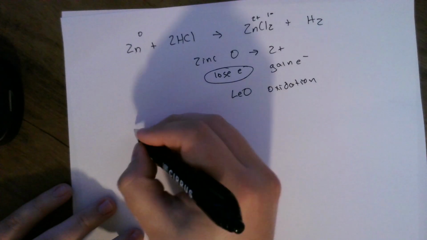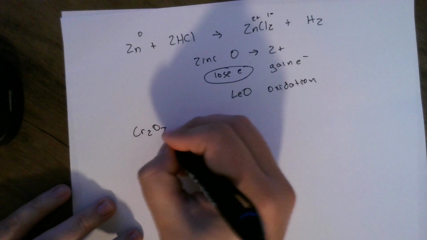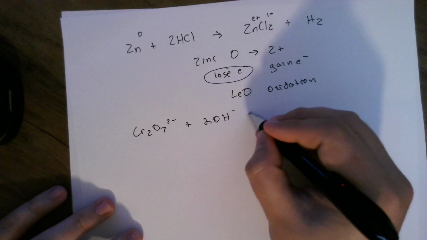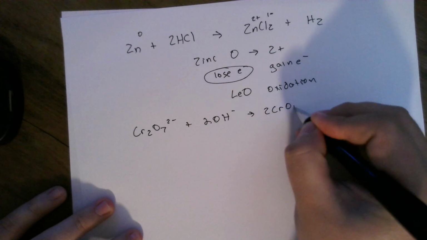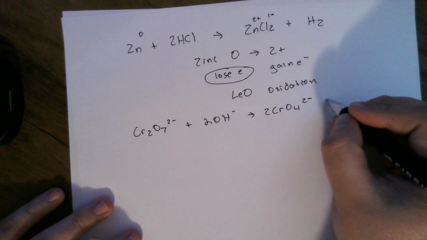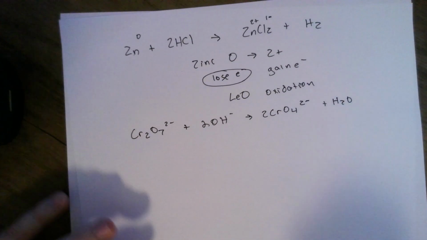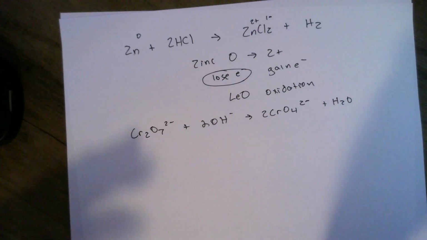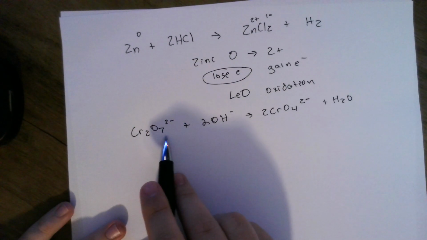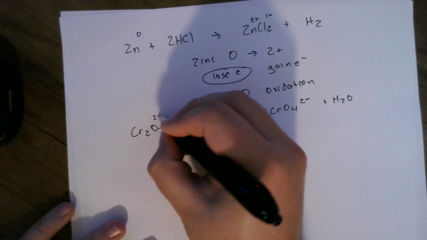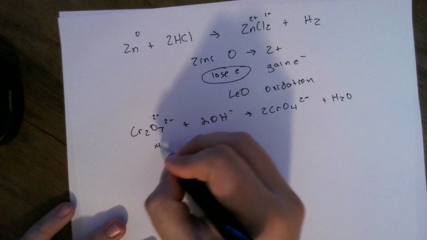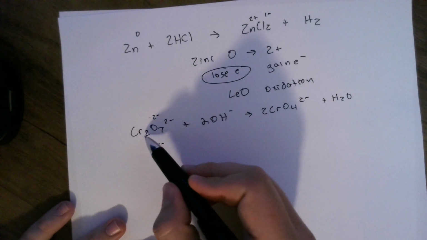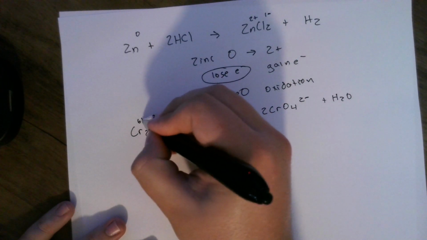Second one here, I have my dichromate again, plus 2 hydroxides, makes you 2 chromates plus water. So if I can find at least one thing that changes oxidation state, it is a redox reaction. So let's break it down. Dichromate, we already did this example. The O7, that's 2 minus each, equals a total of 14 minus, but I need the total to be 2 minus, so this needs to equal 12. There's 2 of them, so divide by 2, 6 plus.